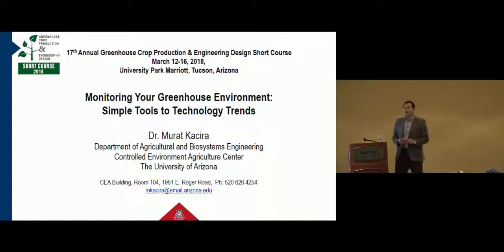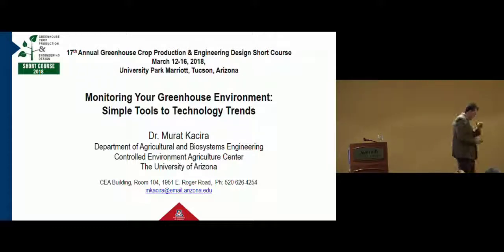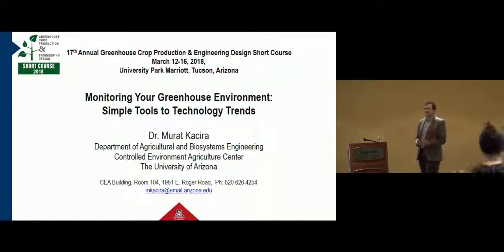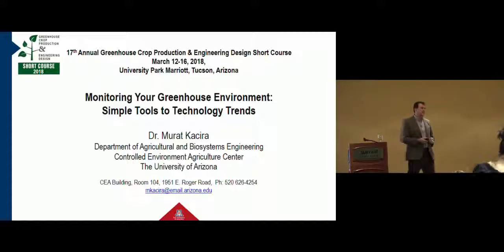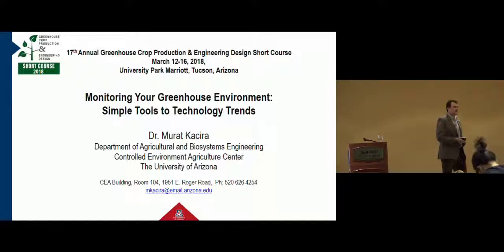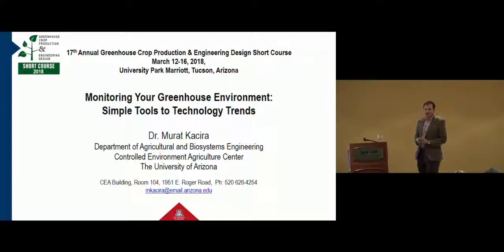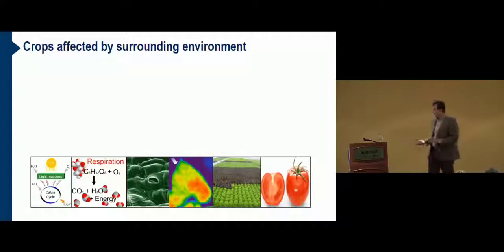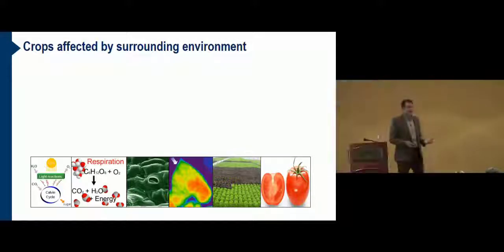But I would like to say a couple of things first at the beginning of my presentation rather than wait till the end. The production success in controlled environments really relies on the capabilities and the skills of the grower. And if we equip the grower with instrumentation tools, then we can really help the grower to do a better management. Crops are affected by their surrounding environment. There are a lot of physiological processes, physical processes occurring, and that affects the plant and also the plant performance.